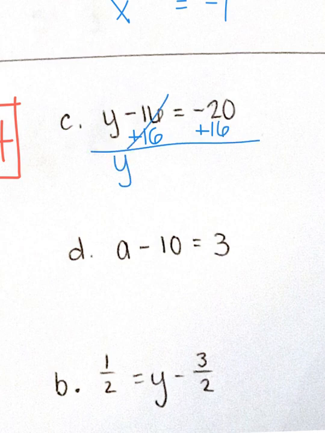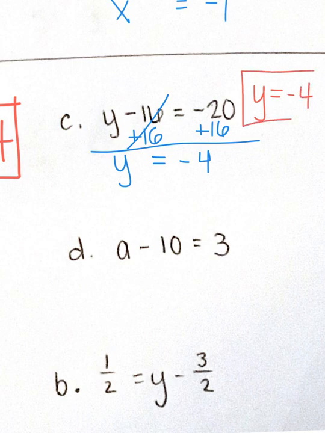Then those cancel and I should get y equals, and I have -20 plus 16. So -20 plus 16 gives me -4. And I should have y equals -4 as my solution for that one right there.